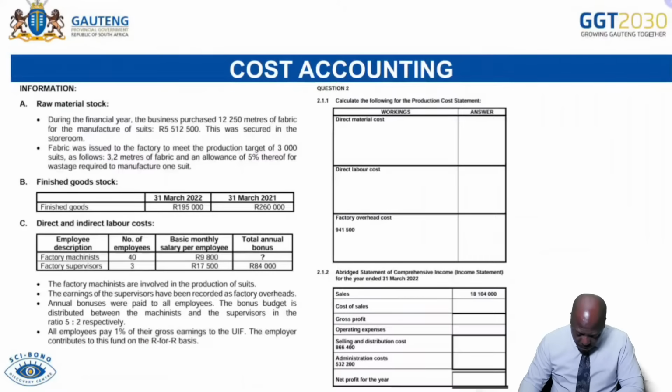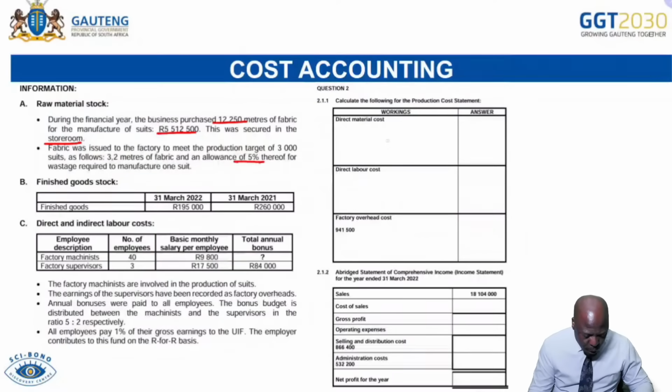Information A then reads, during the financial year, the business produced 12,250 meters of fabric for the manufacture of suits. That is this number of suits. This was secured in the storeroom. And then they say fabric was issued to the factory to meet the production target of 3,000 suits as follows: 3.2 meters of fabric and an allowance of 5% thereof for wastage required to manufacture one suit. All right, so here we're calculating direct material cost.